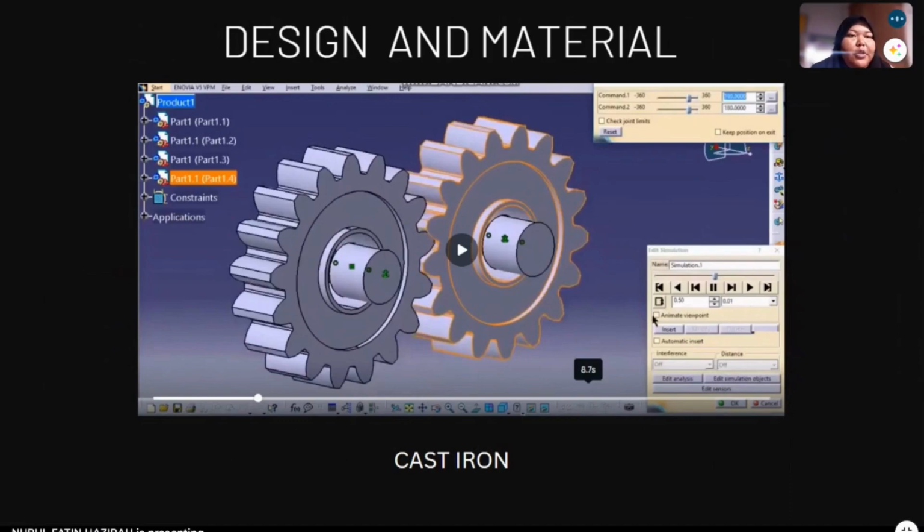Thank you to my partner, Irfan Daniel. Before I move to the next slide, I will explain the design a little more. The design was designed by the Catia, explanation also by the Catia.